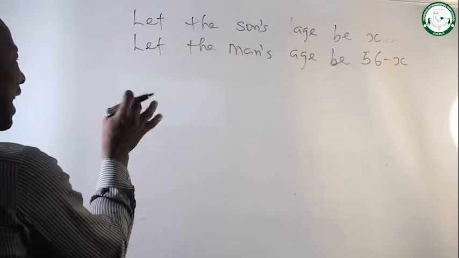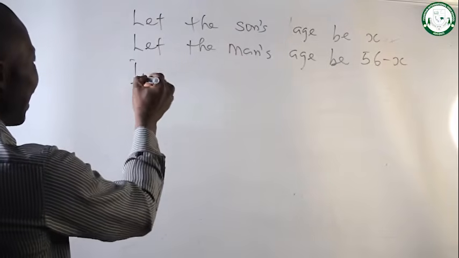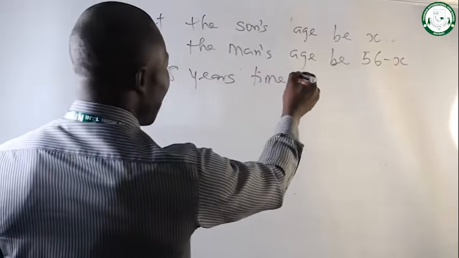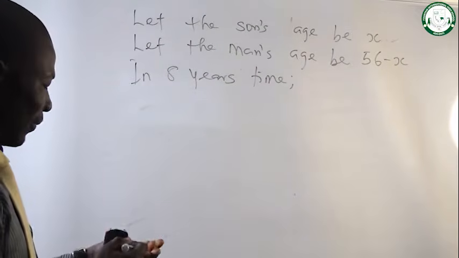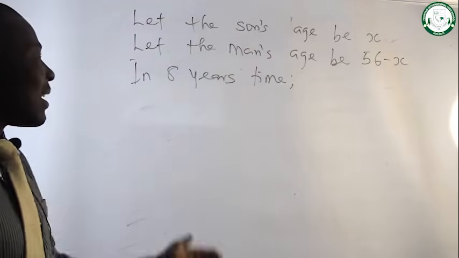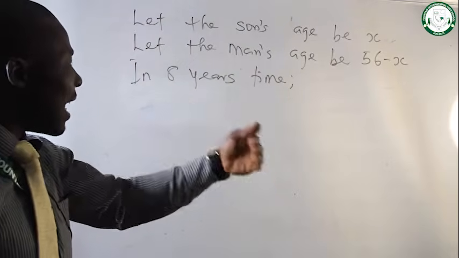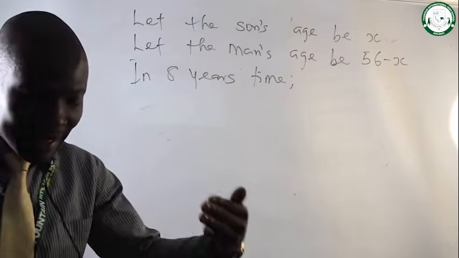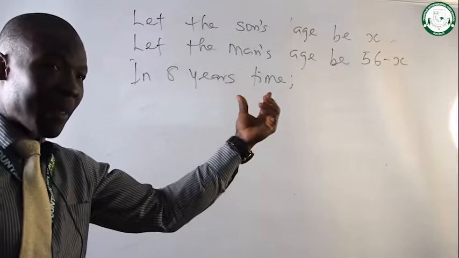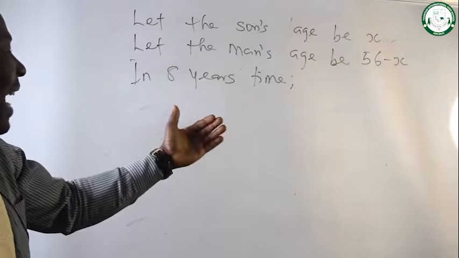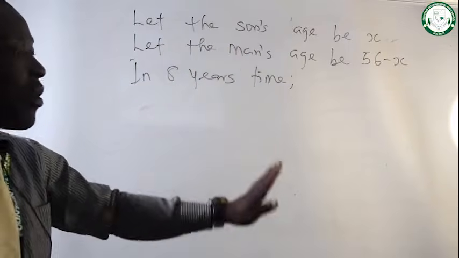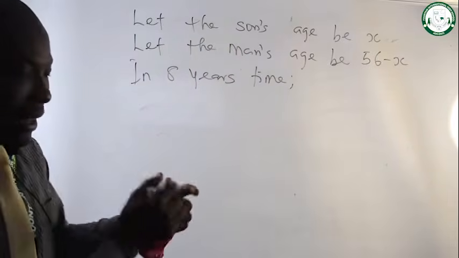But they give us another statement: in 8 years' time. This is where I want us to look at this very well. Sometimes they might say 8 years ago. This is 8 years' time, 8 years to come. Since it is 8 years to come, we will do the addition here. Mind you, if it is 8 years ago, or 3 years ago, or 5 years ago, 10 years ago, we will subtract. Listen to me.